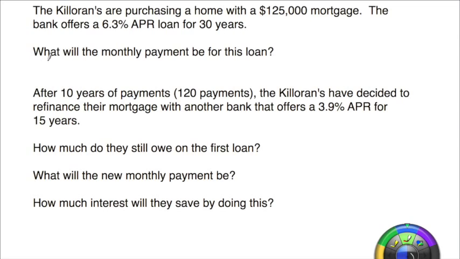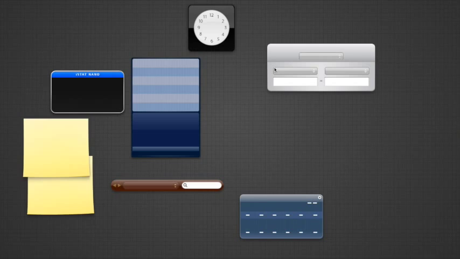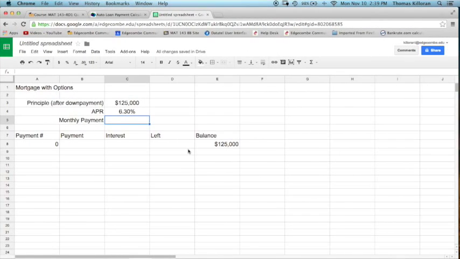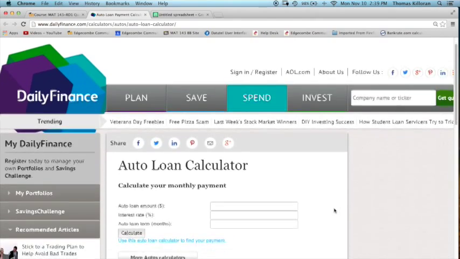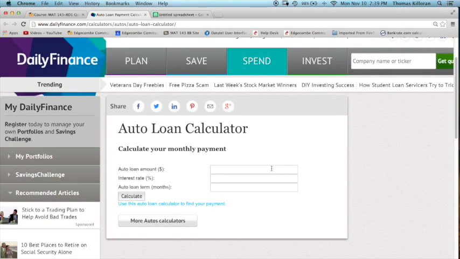And the first question, of course, is easy. What will be the monthly payment for this loan? So again, we're going to go to a spreadsheet. Nope, we're going to go to the website. The link is in Moodle for this.